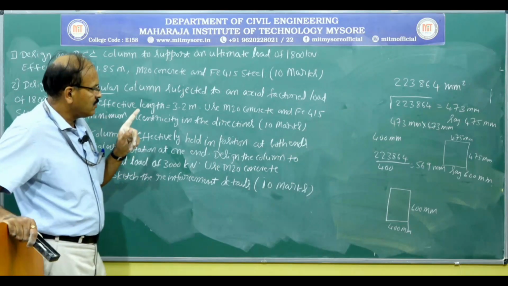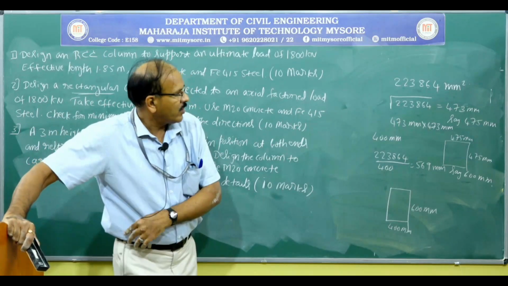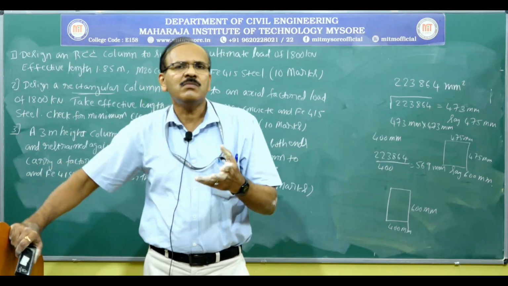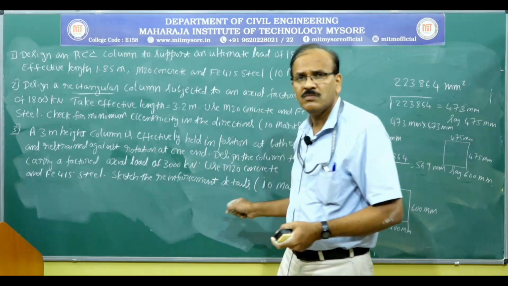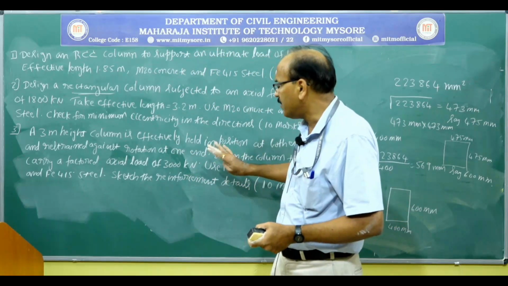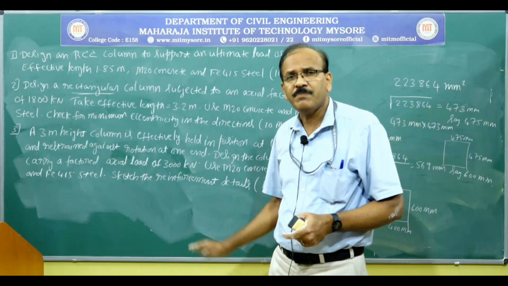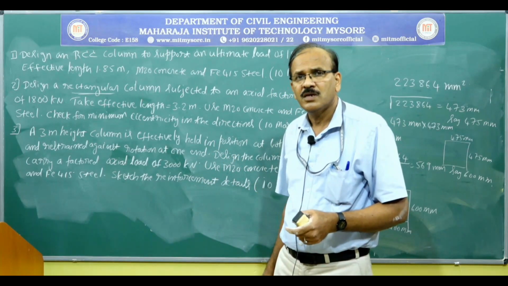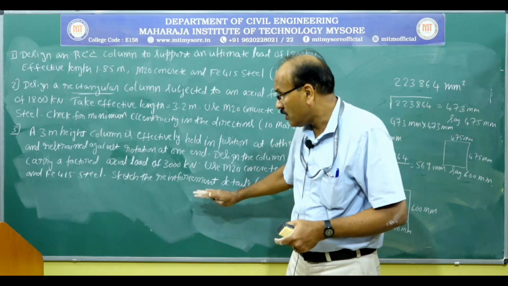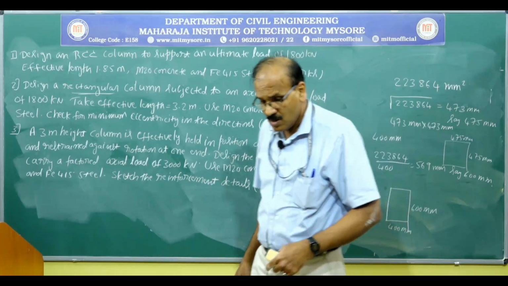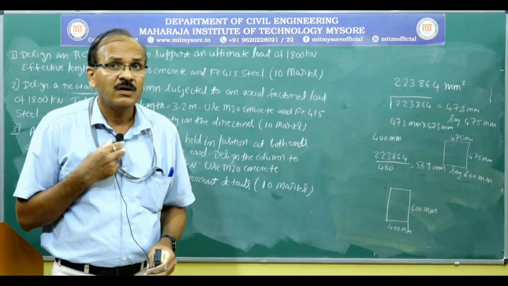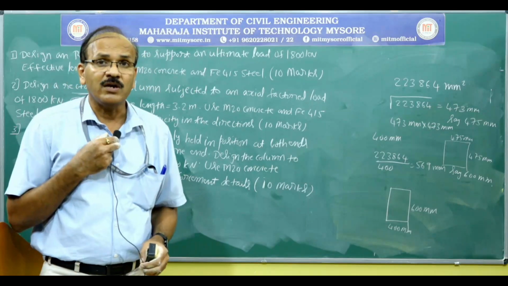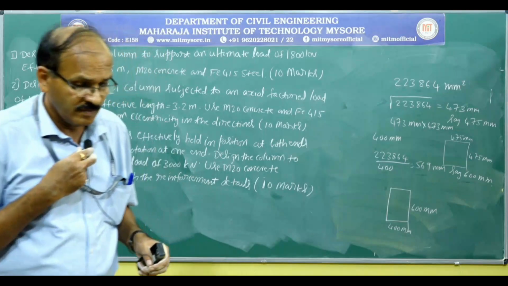Here the column section you can provide as a square column or a rectangular column. The choice is left to you. The problem does not specifically mention the shape of the column. Is it clear to you? So go and practice these problems and you will be okay with the design of rectangular and square columns. Okay? Thank you.